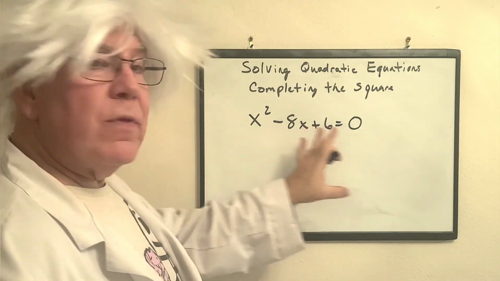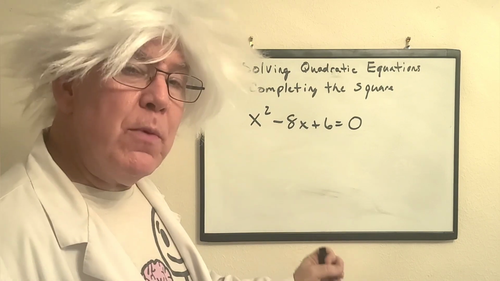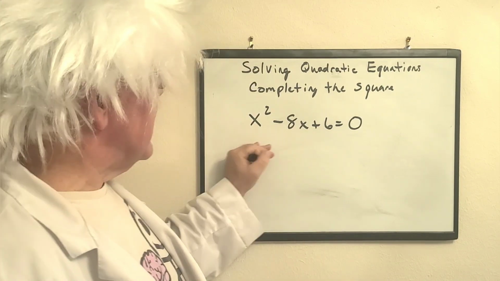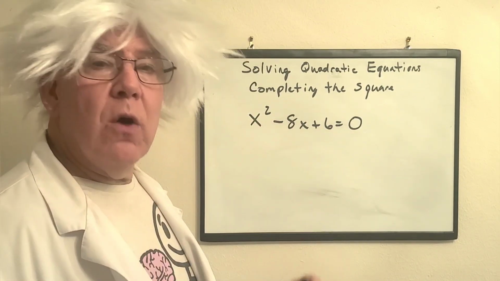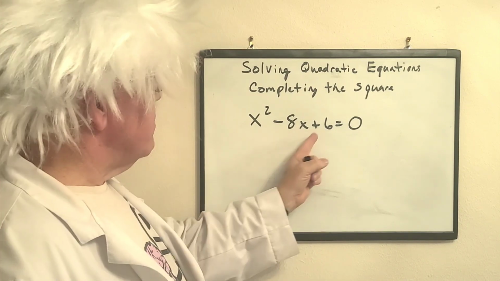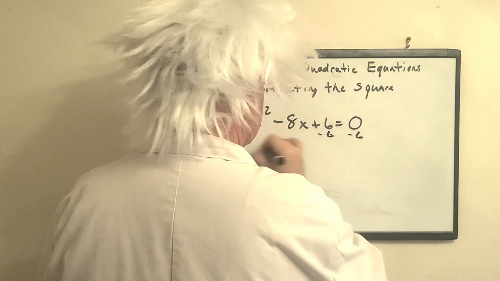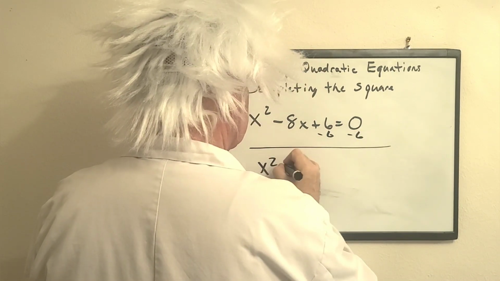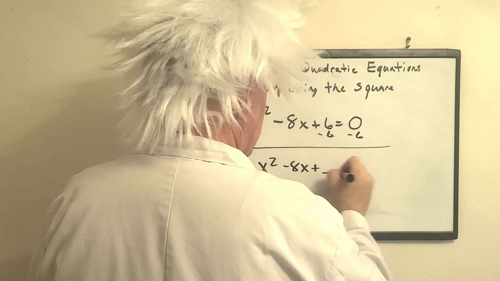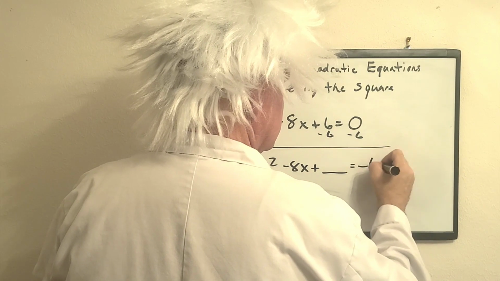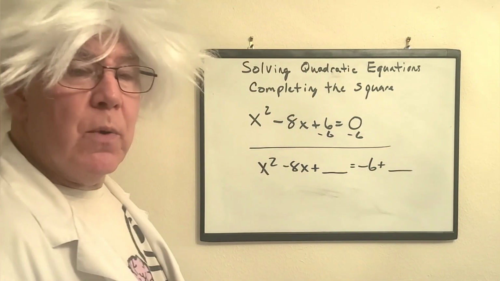Sometimes we have them where they don't work out properly. That's why we complete the square. So first things first, it's in what we call standard form. Well, the first thing we got to do is we got to move 6 by subtracting it from both sides. So that leaves us with this. Now, I do this to remind me I'm going to complete the square, okay?